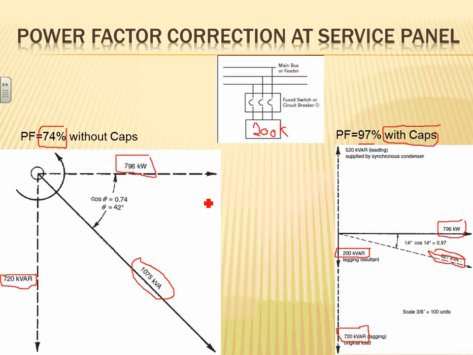But when you take the 200 out of the 750, what do you get? 520. That's the after, because these guys work in the opposite direction. So the 200 kVAR that you added to the system is in the opposite direction of the 720. When they meet, the leftover is what the system is going to see. The difference between 720 and 200 is 520. So when you add them, really, you add them in the opposite direction.